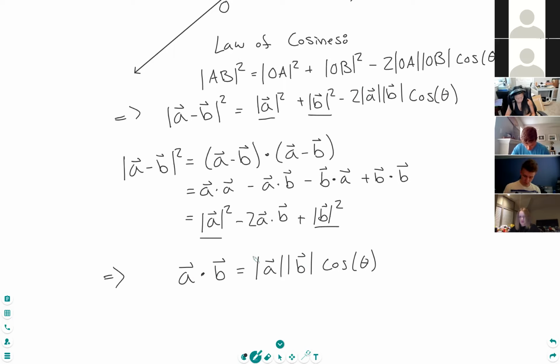And this is another perfectly fine definition of the dot product that we can use. They're equivalent. This is typically what physicists use as their defining definition of the dot product.